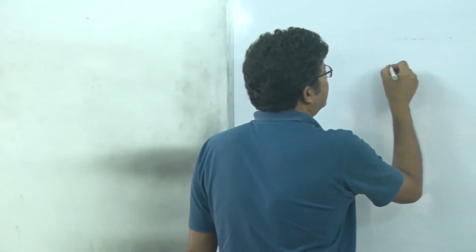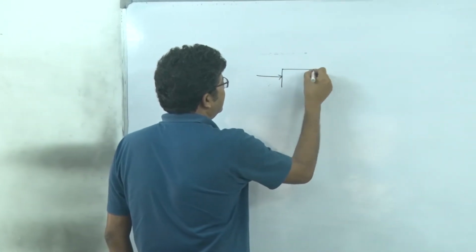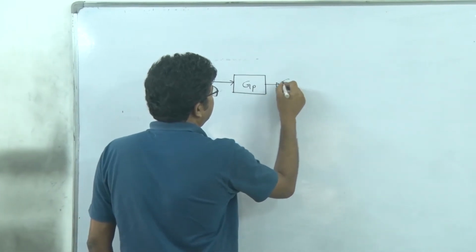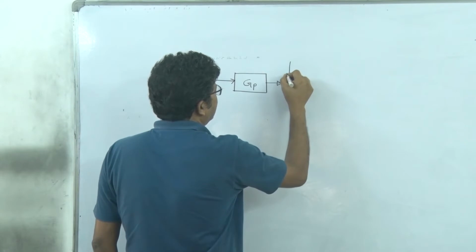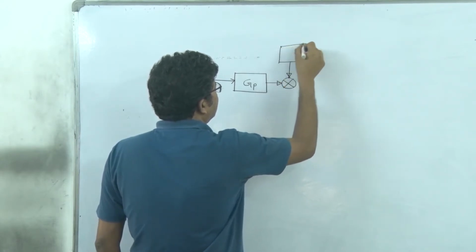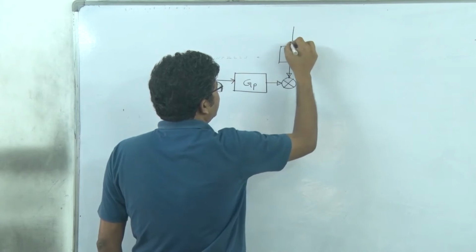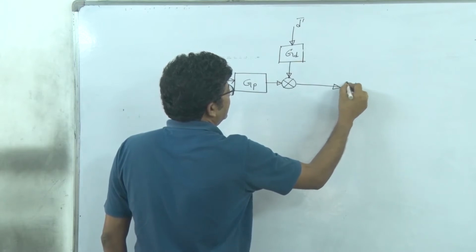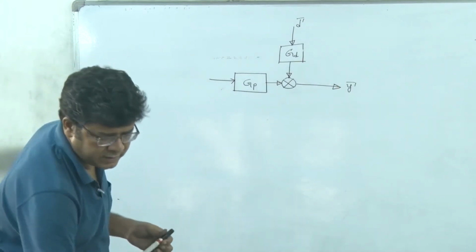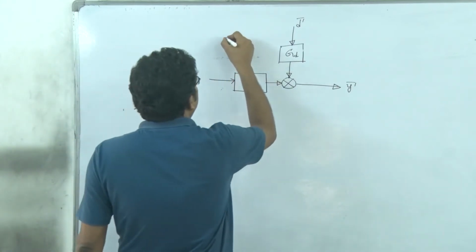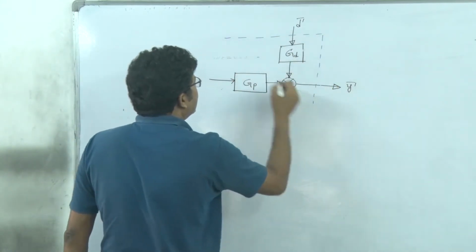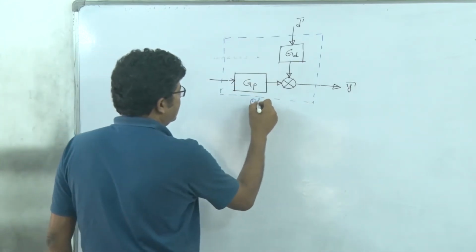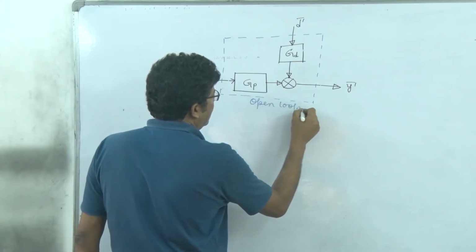So if this is my open loop system, here we have the process block GP, combined with the disturbance block GD, where we have a single disturbance hitting that system. So this we know as the open loop process.